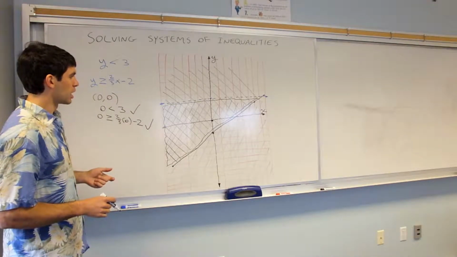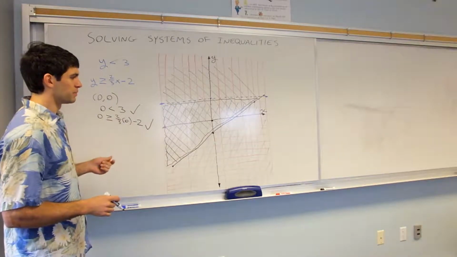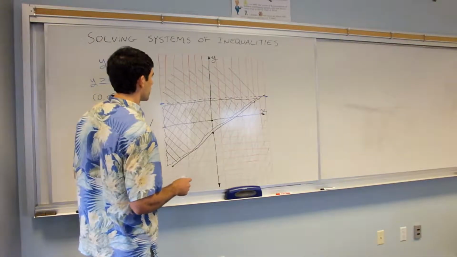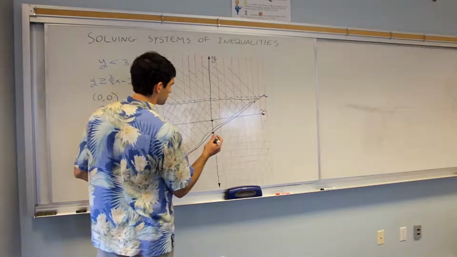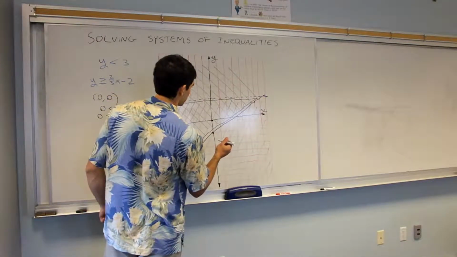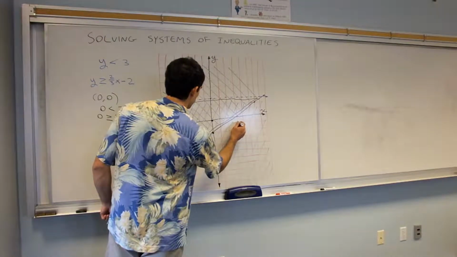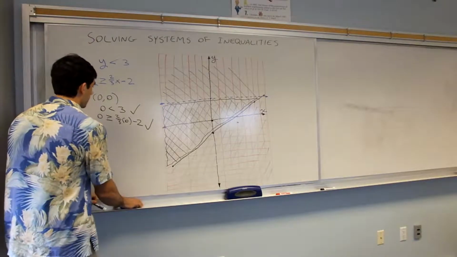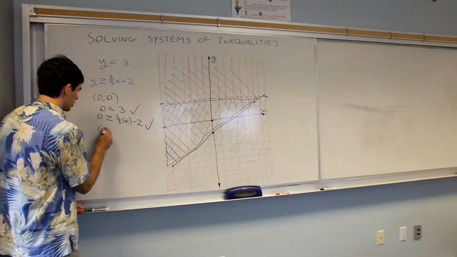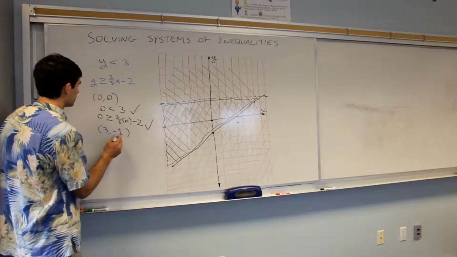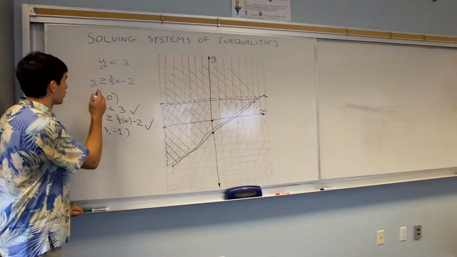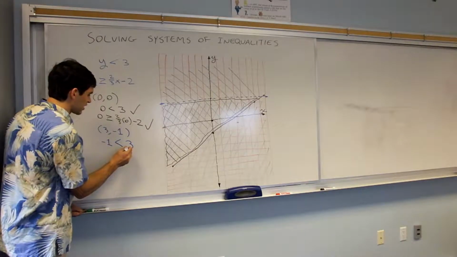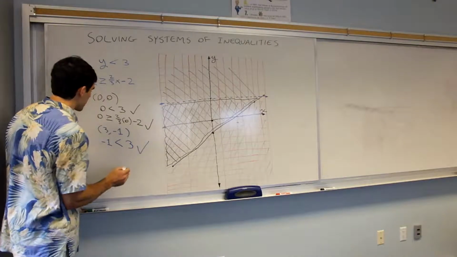Now let's pick a point that might be shaded by one but not both inequalities. So let's pick the point, let's see, let's do 3, -1. So if we pick the point 3, -1, our y value is -1, so -1 is less than 3, so we're good on that count.